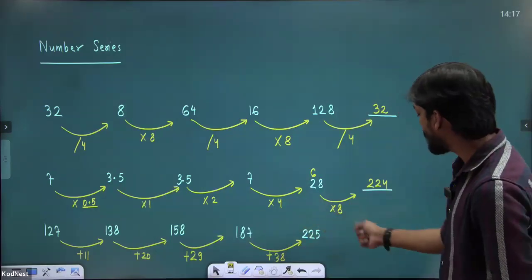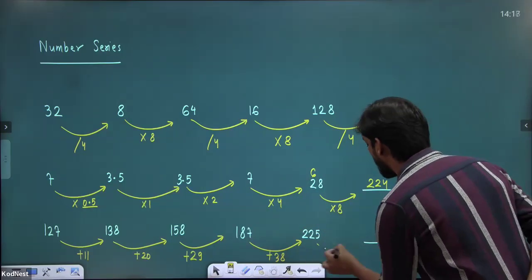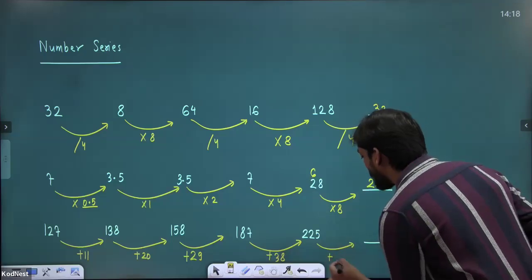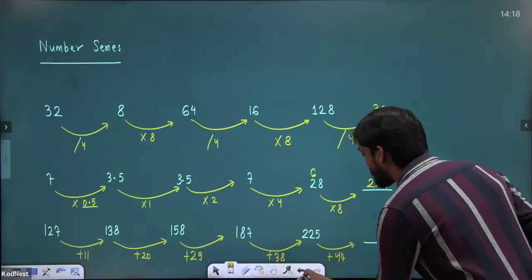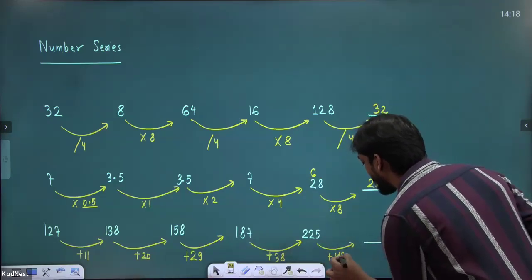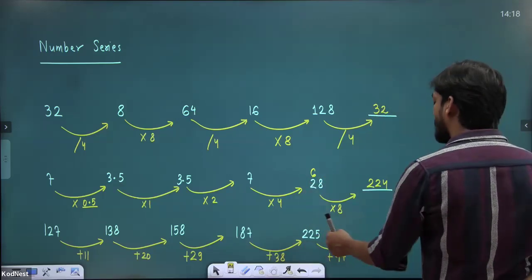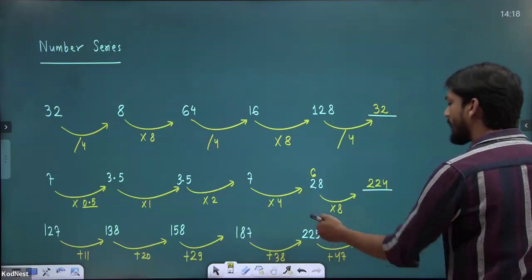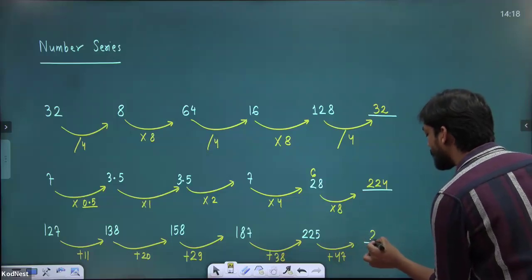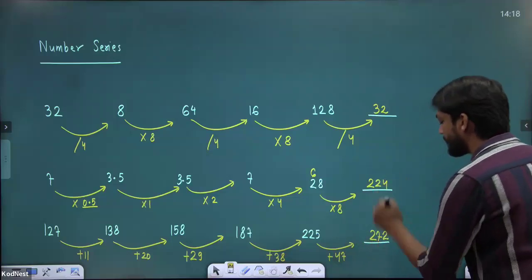So similarly, I will go there. I will say plus 9 again. So 38 plus 9 will be what? 47. Now 225 plus 47 will be 272.